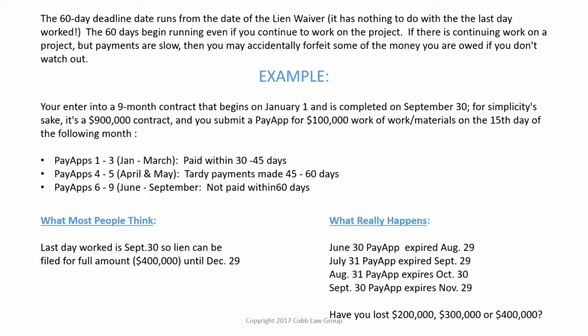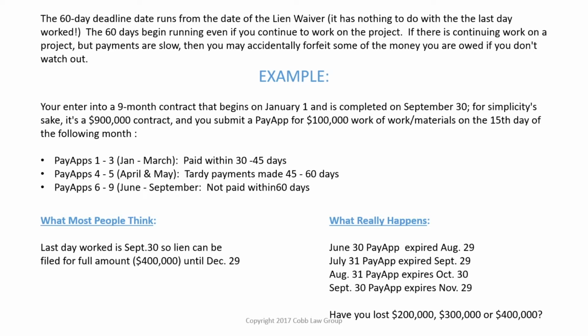Then the last 4 pay apps, the June through September pay apps, they're not paid. Of course, the project's ending. They keep promising payments. You continue. Finally, you finish the job. What most people think, if you look at the box on the lower left-hand part of your screen, is that the last day worked is September 30th. So you can file a lien for the full amount, which would be June, July, August, and September's pay apps, and you have until December 29th to file that lien.